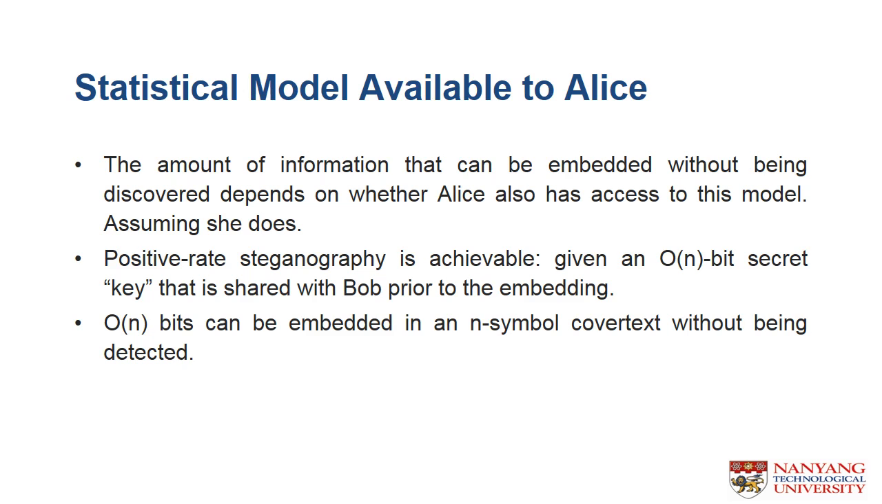The amount of information that can be embedded without being discovered depends on whether Alice also has access to this model. Assuming that Alice has access to this model, positive rate steganography is achieved given a secret key of O(n) bits that is shared with Bob prior to embedding. O(n) bits can be embedded in an n symbol cover text without being detected by Willie.